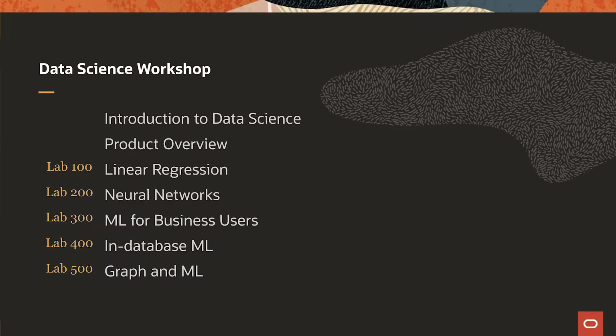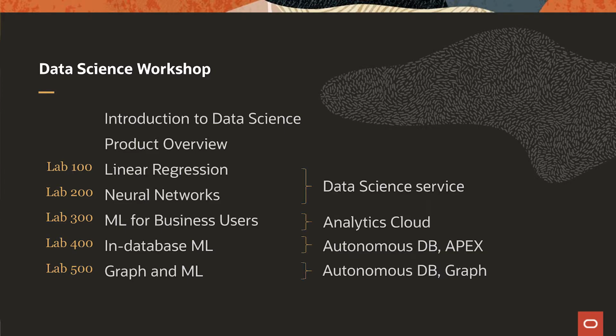The agenda. In the first presentation, I will cover some data science basics and a high-level Oracle portfolio overview. In the video for Lab 1, we'll cover the theory behind data exploration, and you'll do an exercise to predict house prices with the Data Science Service. The theory for Lab 2 covers neural networks, and it's followed by an exercise to recognize handwritten characters, again using the Data Science Service.